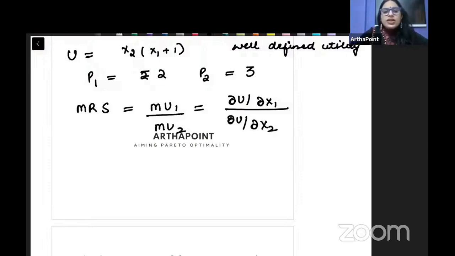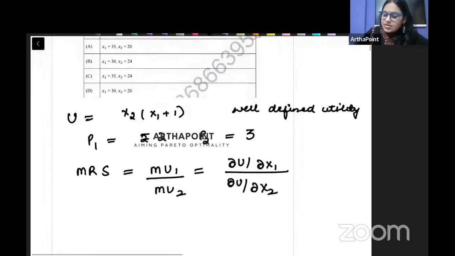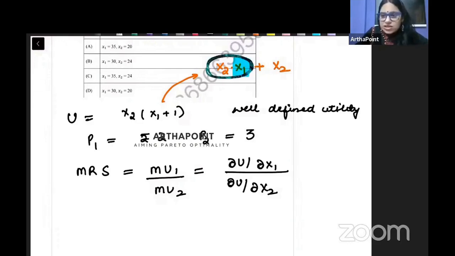When you differentiate the utility function with respect to good 1, what will you get? But ध्यान से open this up. This is giving you x2 into x1 plus x2. तो x1 तो सिर्फ यहाँ आ रहा है ना? x1 is only coming here. So when you differentiate this utility function with respect to x1, तो x2 is a constant. तो x2 हर जगह constant है. So its differentiation will become x2.